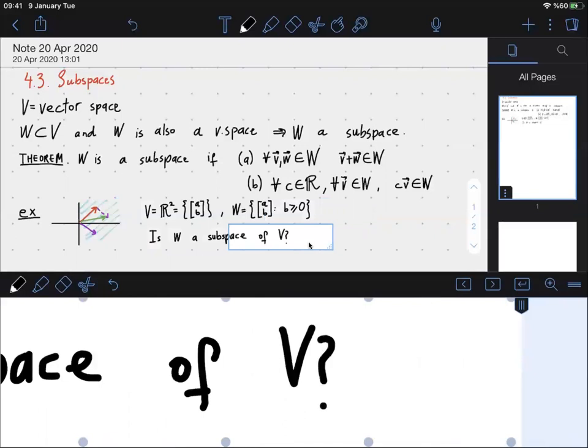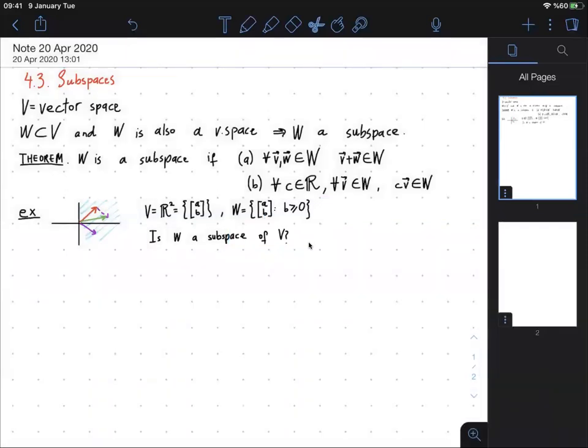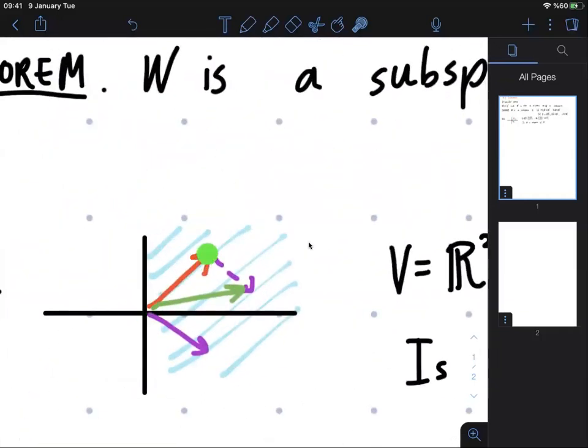The question is this, right? So we have to verify those two conditions. If you look at it, the first condition is satisfied, but the second condition won't be satisfied, right? Because if we multiply this red vector by, say, -1, it will go to the other direction. So it won't stay in the same set. Okay, any questions here?